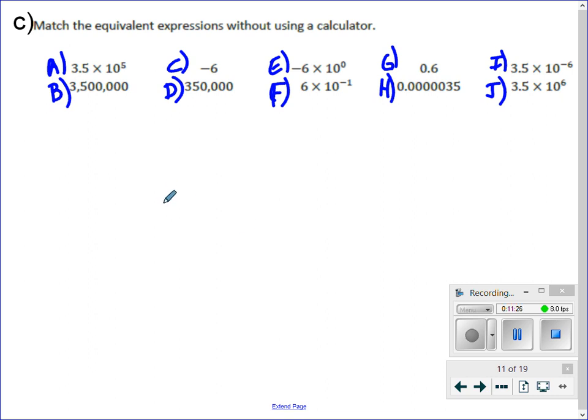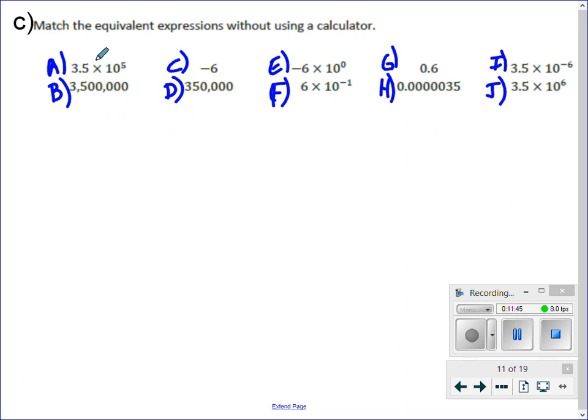This is in the module. This is starting the module. I believe it's page 9 of ours. So we're going to match the equivalent expressions. I wrote the letters there to try to match these. Your module doesn't have the letters written in. They want you to rewrite them, and I could do that.